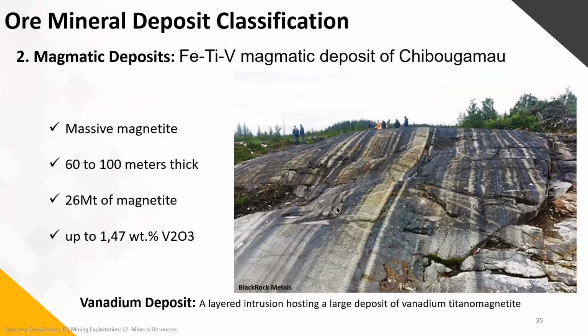So if we look at this, it was studied, and we see the interval of the massive magnetite. So massive meaning these bands, the blacker bands, are 100% magnetite. They can vary from 60 to 100 meters thick, and the zone was calculated to have basically 26 million tons of magnetite with up to 1.47% weight percentage of vanadium oxides.